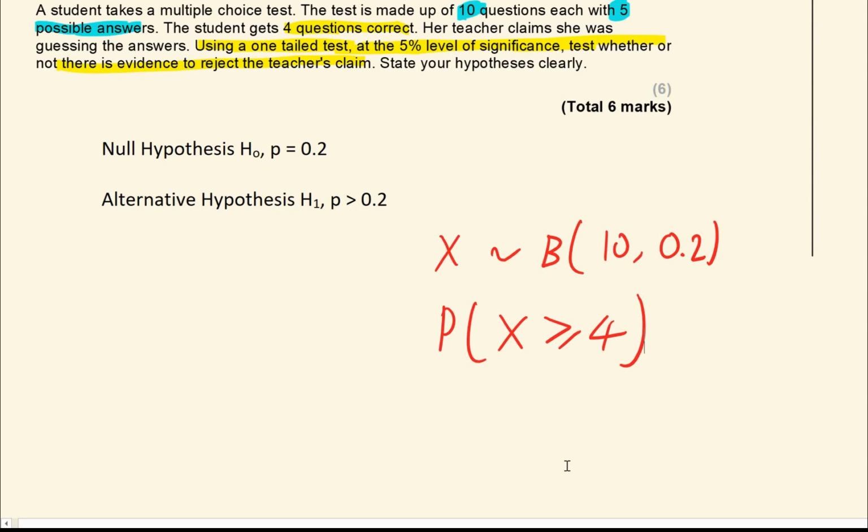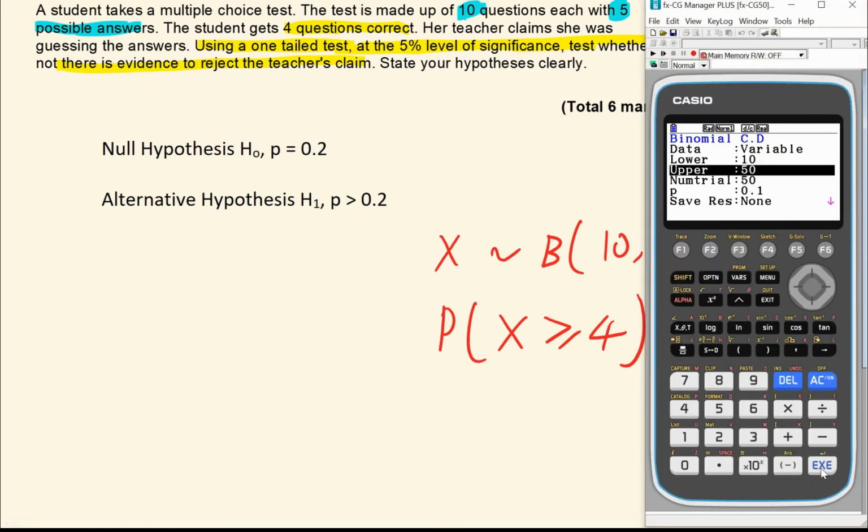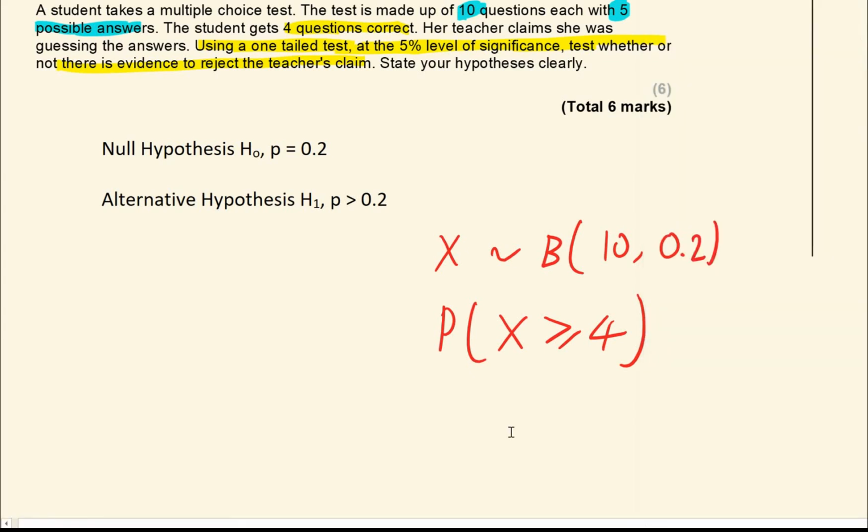Let's work it out. That is super fast because we have our calculators. So my lower is going to be 4. My upper is 10 because there are only 10 questions. And the odds of each success is going to be 0.2. That gives me 0.121 if I round. And if that helps, that is 12.1%. We had a 5% level of significance. So because this is greater than that, we do not have enough evidence to reject the null hypothesis. So all we need to do now is just say that, and we have a bunch of marks.